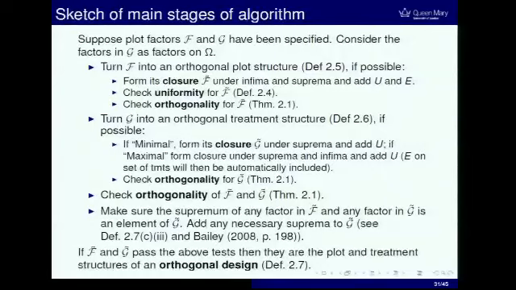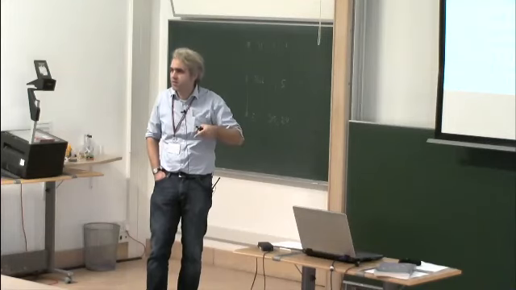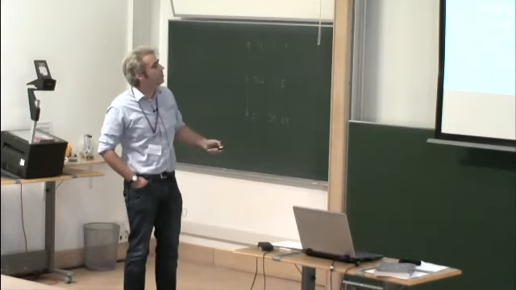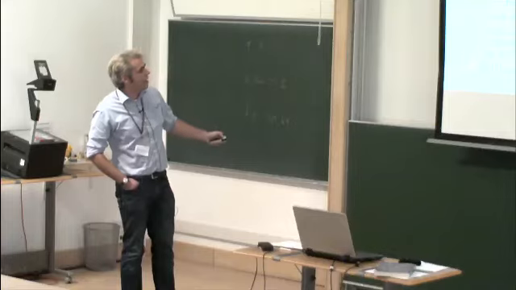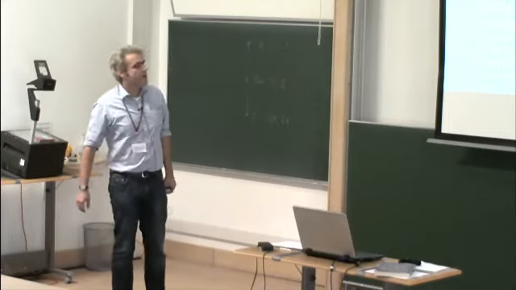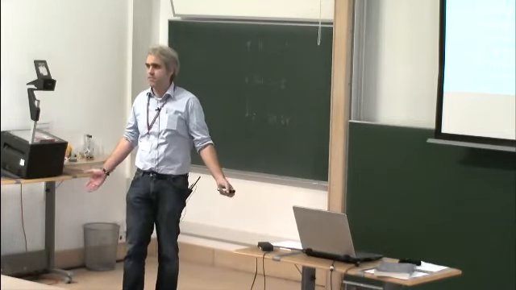And I have to check orthogonality of the new sets f tilde and g tilde as one of the requirements for an orthogonal design. And finally, I must make sure that if I have any plot factor in curly f tilde and a treatment factor in curly g tilde, then the supremum must be a treatment factor. That is another requirement of an orthogonal design. So if some of those are not yet in, I put them into g tilde. And if f tilde and g tilde pass all those tests, I actually have an orthogonal design.